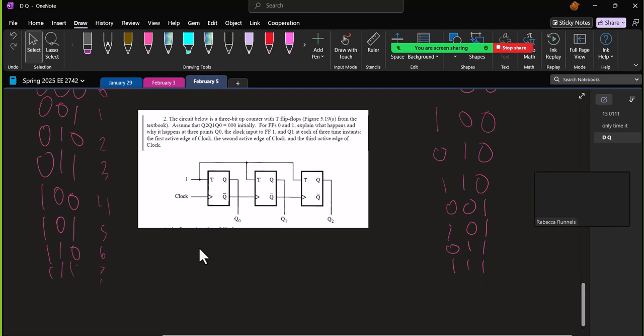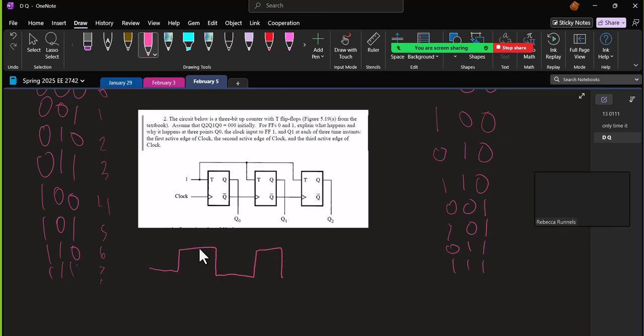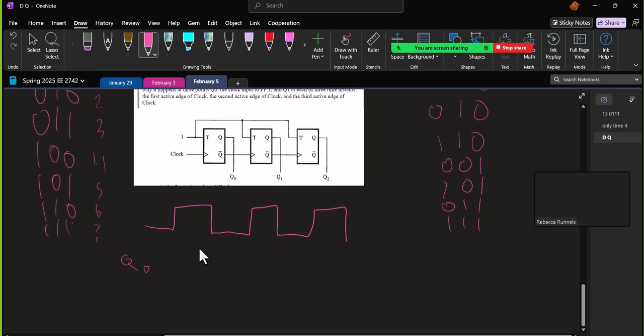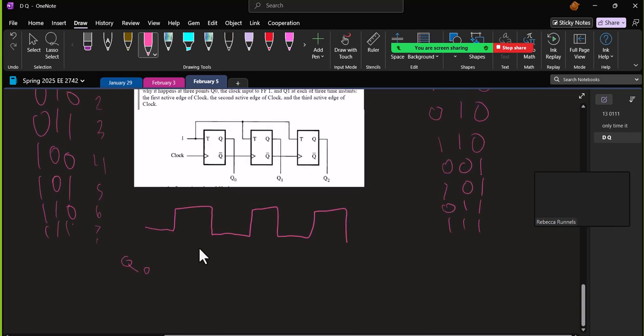So let's just draw a timing diagram. Is Q2 the first one or the last one? It's the last one. That's what I said, you've got to be careful with these, because this one is kind of backwards. So Q0 is the first one.